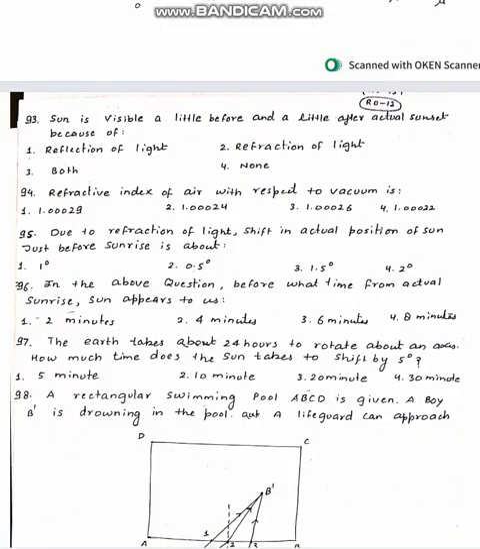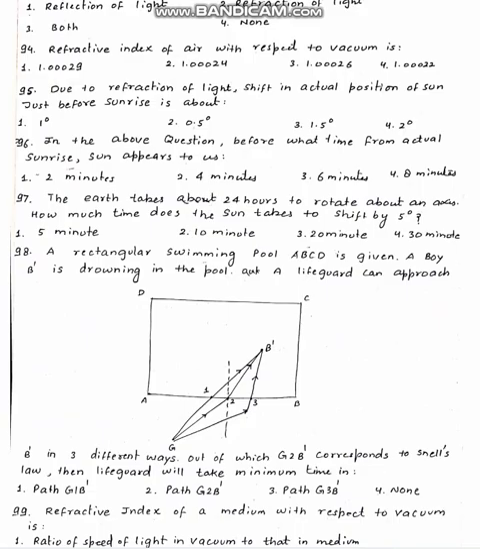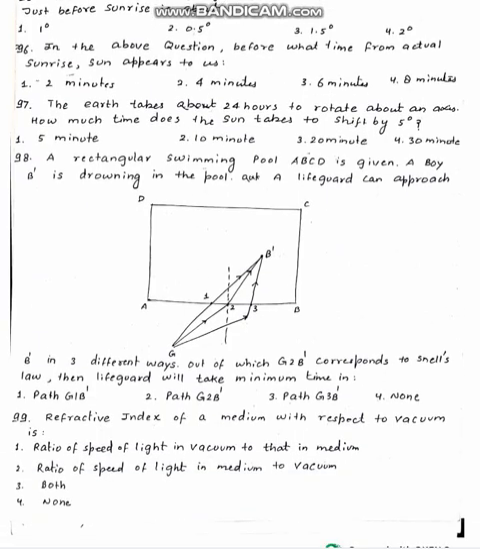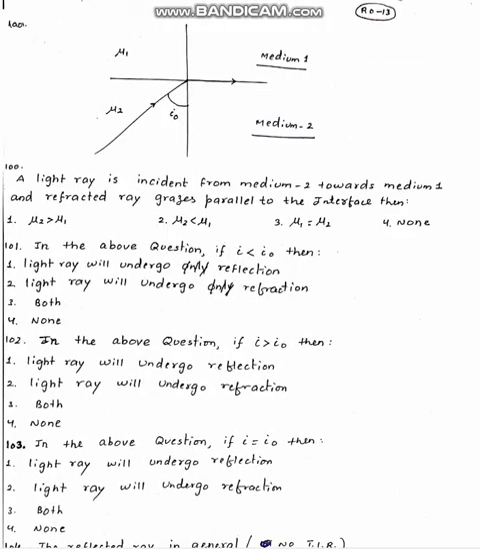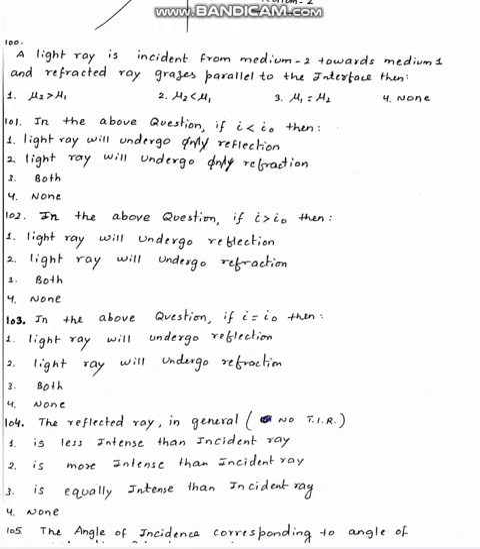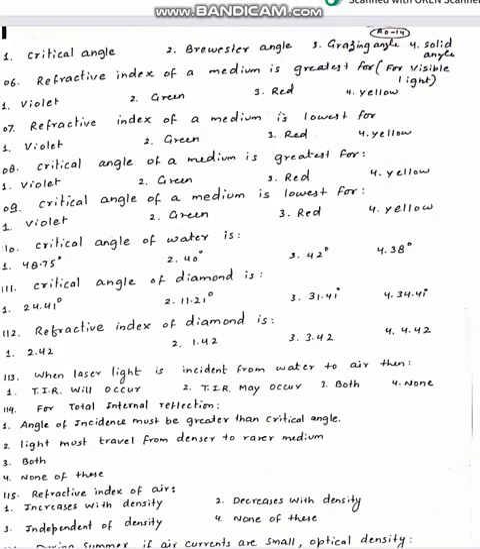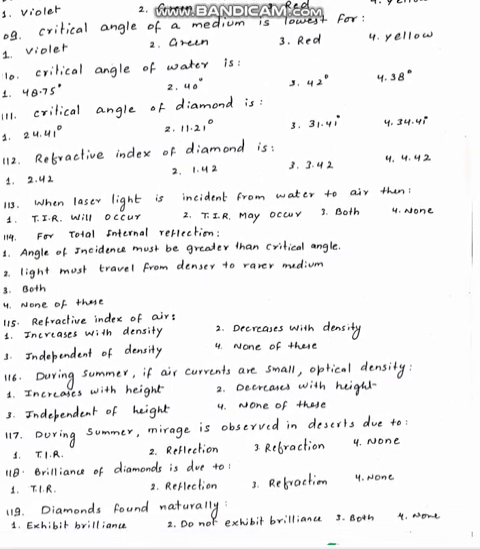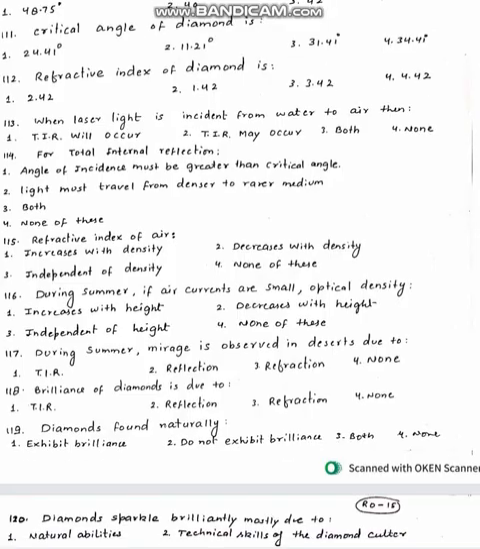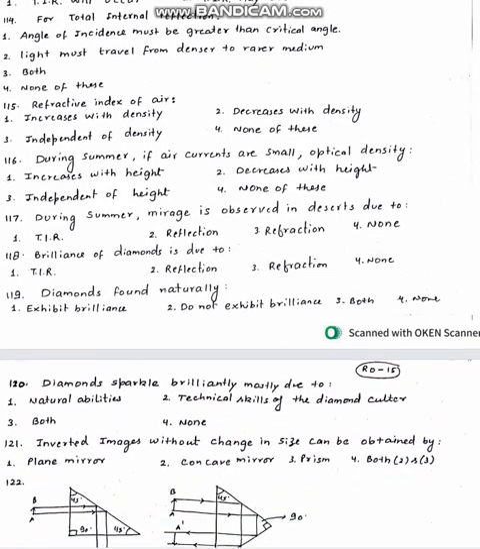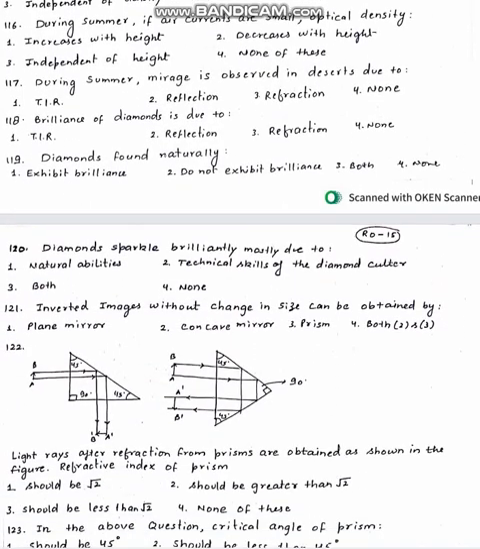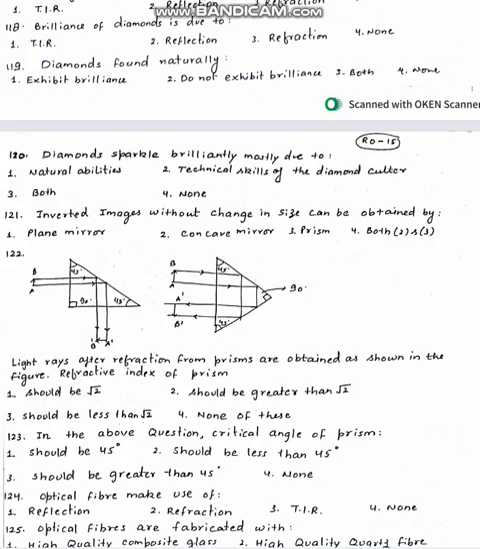Then we have some problems on refractive index. Then we have a rectangular pole problem. Then we have a question based on TIR, conditions for that. Then we have some problems on refractive index and critical angle, TIR, during summer air currents, optical density, diamonds, use of optically inverting mirrors or prisms.